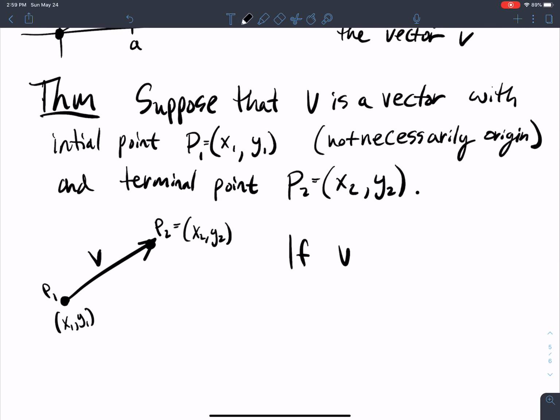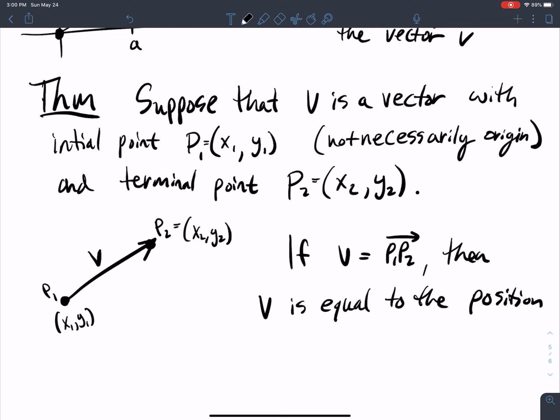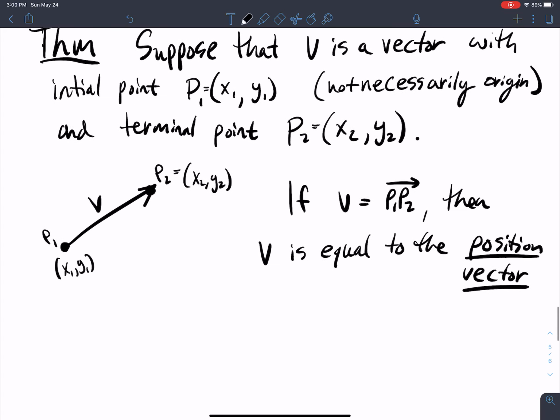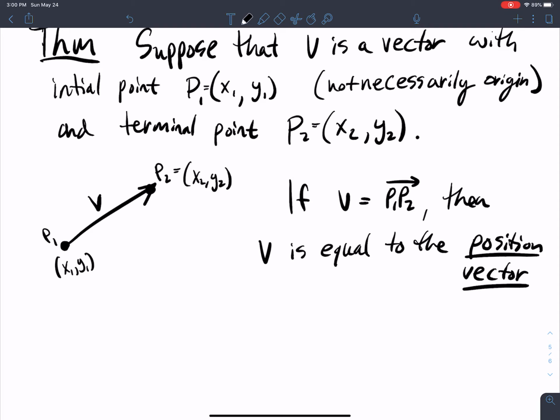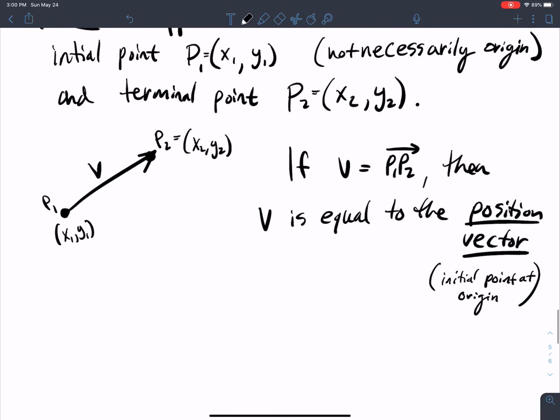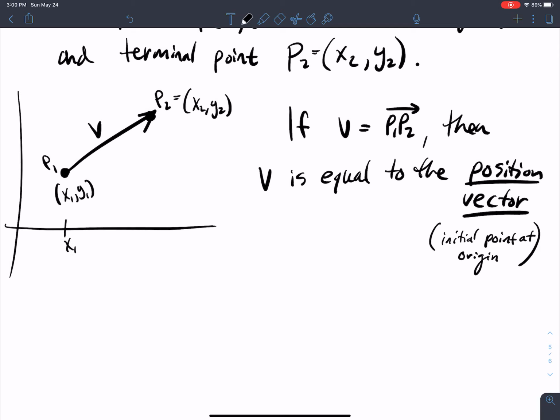So if V is equal to the vector P1P2, then V is equal to the position vector. Now, the position vector is whenever we have the initial point at the origin. Well, how do I make the vector get shifted to the origin? Well, that would mean that I would need to move this over here, and I'd need to move that down here. So to do that, I would have to subtract x1 from the x component and y1 from the y component. So then what would that become?